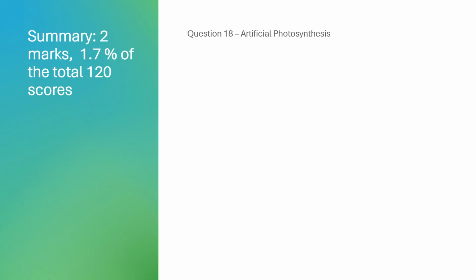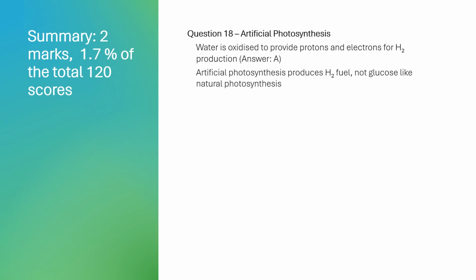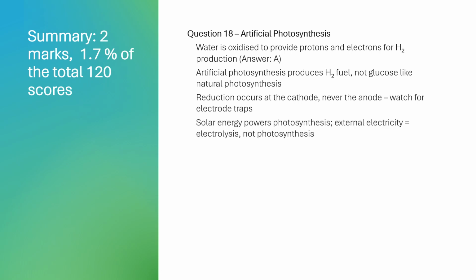Question 18. Artificial photosynthesis. Water is oxidized to provide protons and electrons for H2 production. Answer A. Artificial photosynthesis produces H2 fuel, not glucose like natural photosynthesis. Reduction occurs at the cathode, never the anode. Watch for electrode traps. Solar energy powers photosynthesis. External electricity equals electrolysis, not photosynthesis.